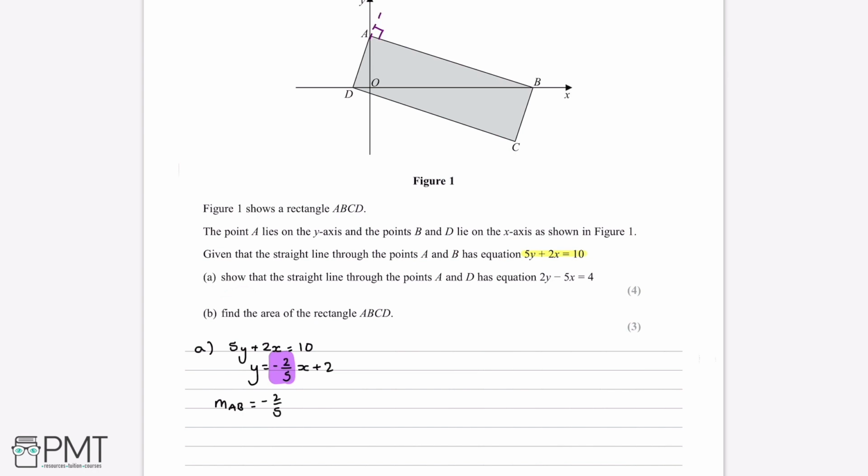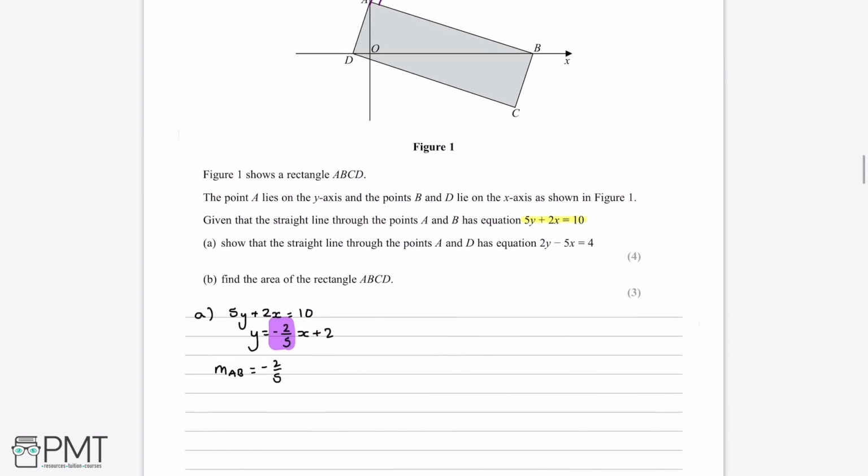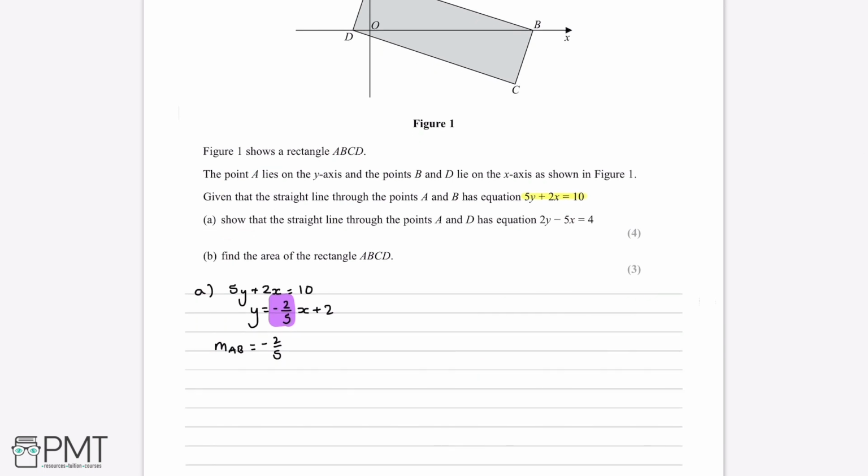-2/5. And therefore, using our rule that we talked about earlier, the gradient of AB multiplied by the gradient of AD, which is an unknown, is always equal to -1. And therefore, if we divide through by -2/5, the gradient of AD is equal to 5/2.